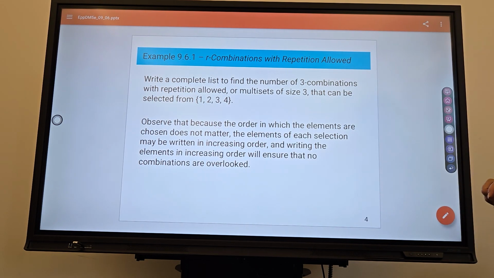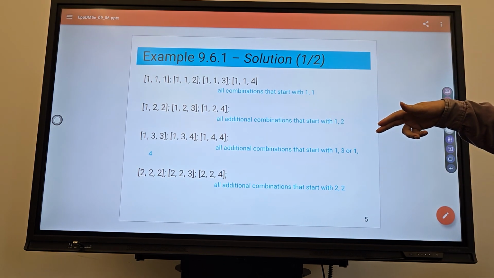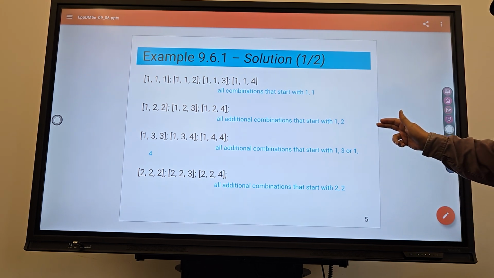Write a complete list to find the number of 3 combinations with repetition allowed, or multisets of 3, that can be selected from the set of the numbers 1, 2, 3, and 4. Observe that because the order in which these elements are chosen does not matter, the elements of each selection may be written in increasing order, and writing the elements in increasing order will ensure that no combinations are overlooked. So, combination starting with 1, combination starting with 1 and 2, 1 and 3.